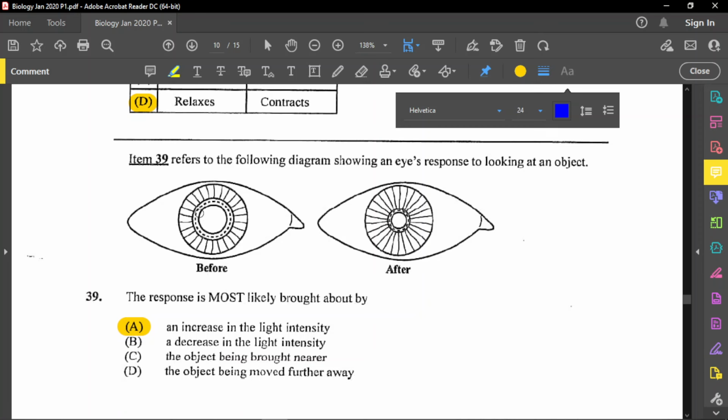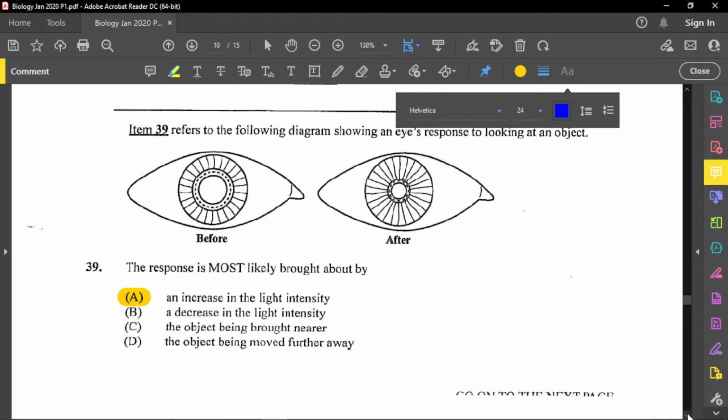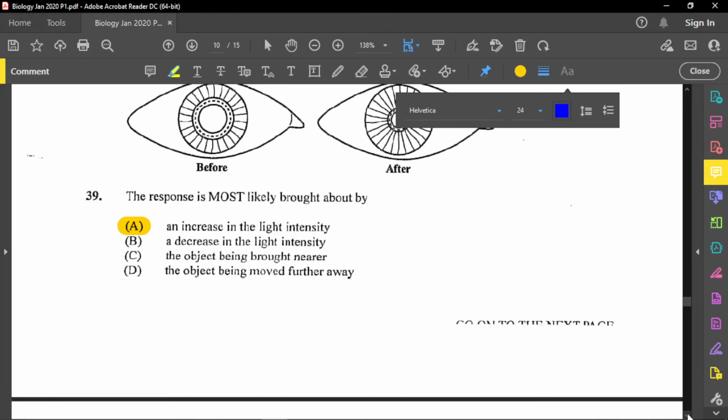What you need to know as well is that moving from the before to the after diagram, the radial muscles, which are those lines, relax, while the circular muscles contract. All right, just to make mention of that. So from dark to bright light, radial muscles will relax and circular muscles will contract. And those are muscles within the iris of the eye.